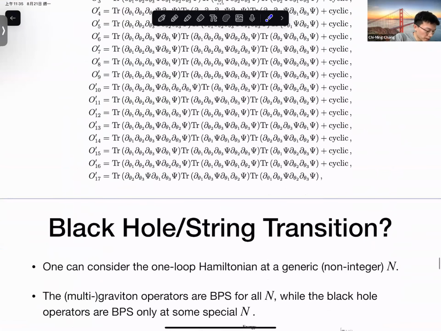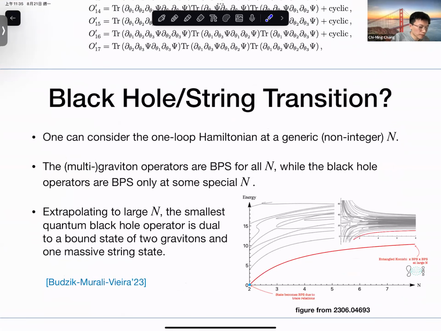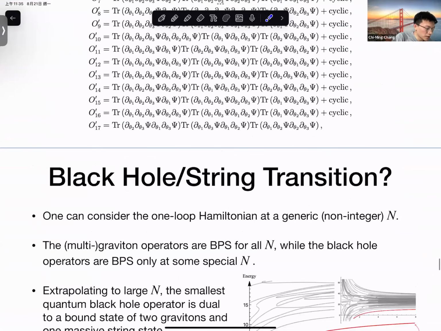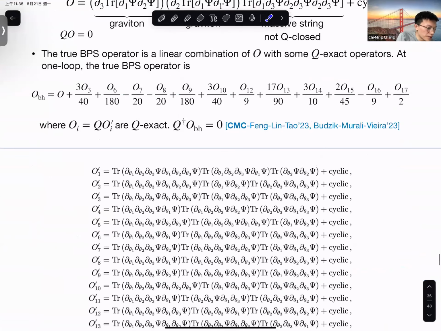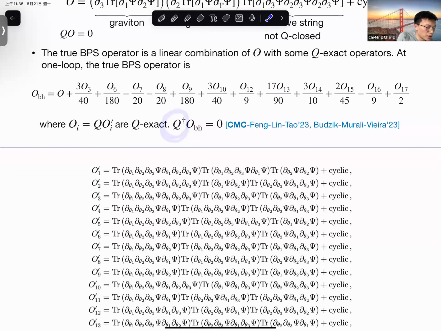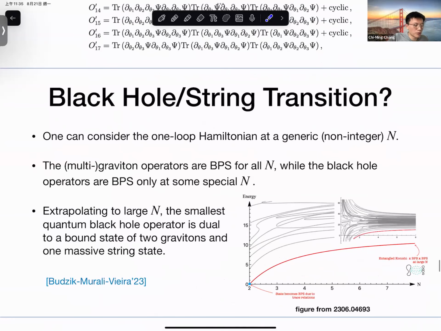Let me comment on another interesting thing. Of course, here we need the information of Q dagger, and that's equivalent to the knowledge of the one loop Hamiltonian. You can actually consider the one loop Hamiltonian at generic and even non-integer n formally. From this analysis, a very interesting structure appears. That is, the multi-graviton operators are actually one loop BPS for all n, while the black hole operators are kind of accidentally BPS only at some special value of n.